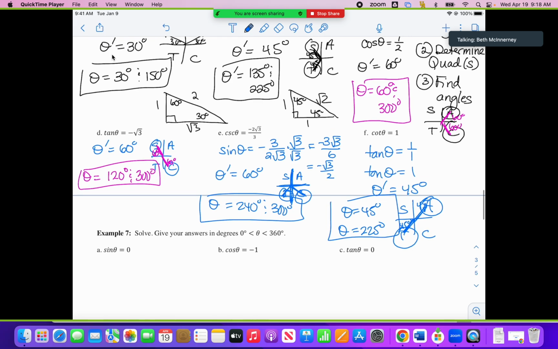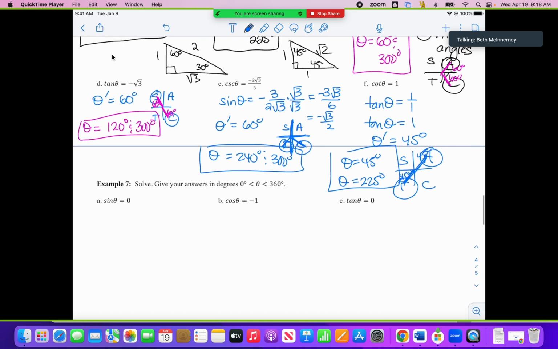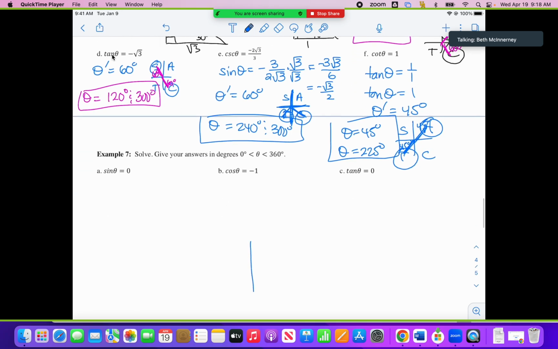All right, giving me thumbs up, out or down. How do you feel about this now? Up, out, or down? Awesome. Okay, pretty good. So now, example 7. Sine theta equals 0. Well, that's not in one of the two triangles. So here's what you do when you don't have it in a triangle. You're going to real quickly do a little unit circle.